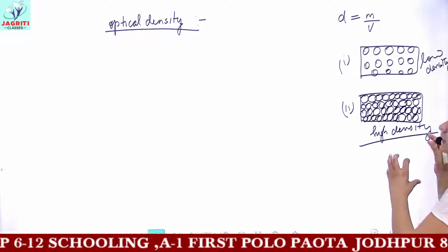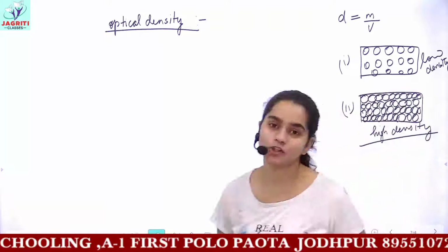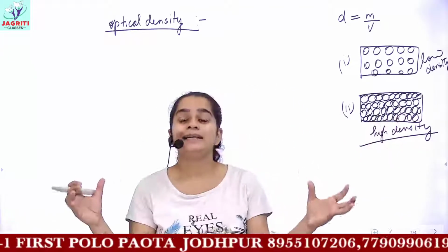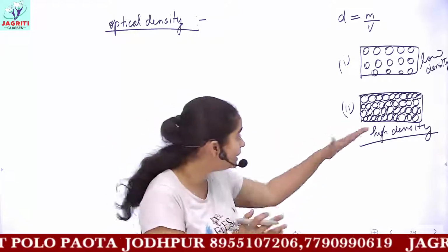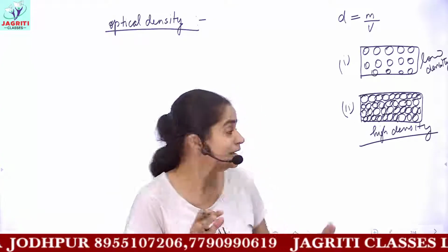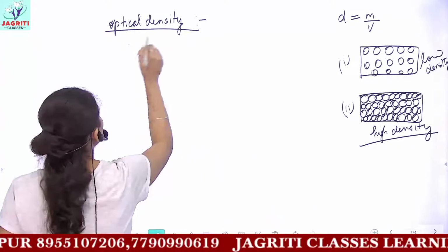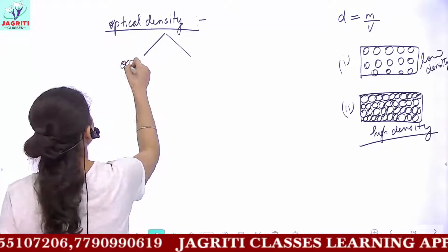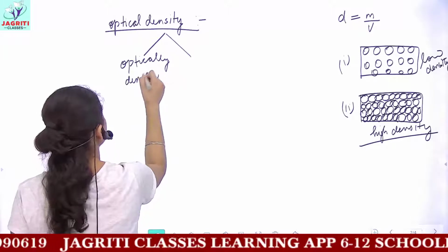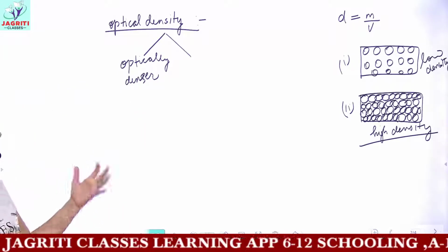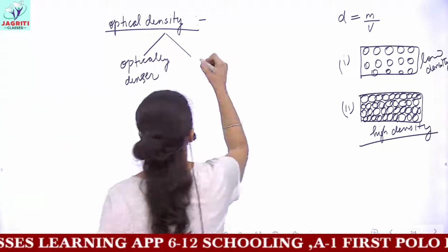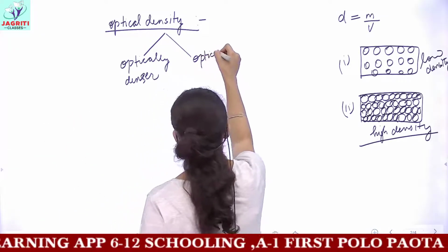The similar concept you can understand for optical density also. The medium which is having particles closer to each other, or the medium which is having less intermolecular space between the particles, can be said to be an optically denser medium. While the medium which has comparatively high space between its particles would be known as optically rarer medium.